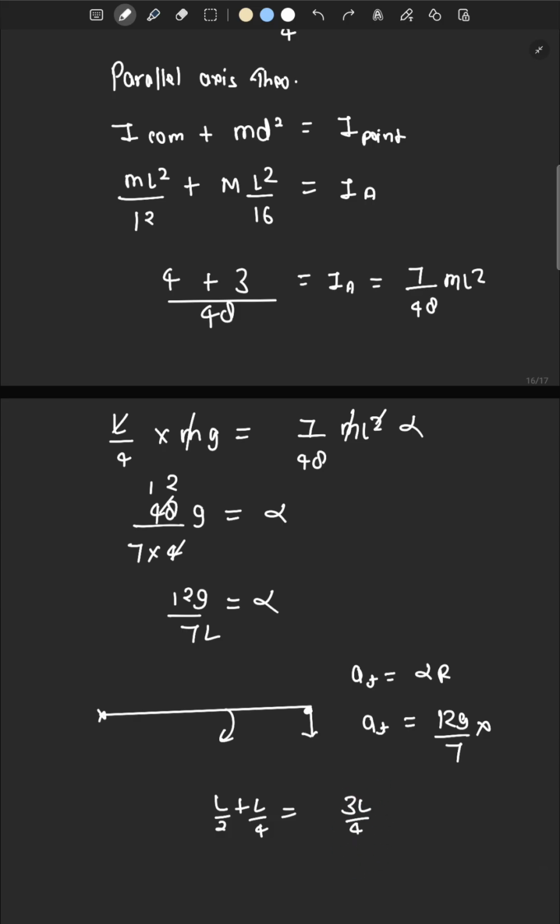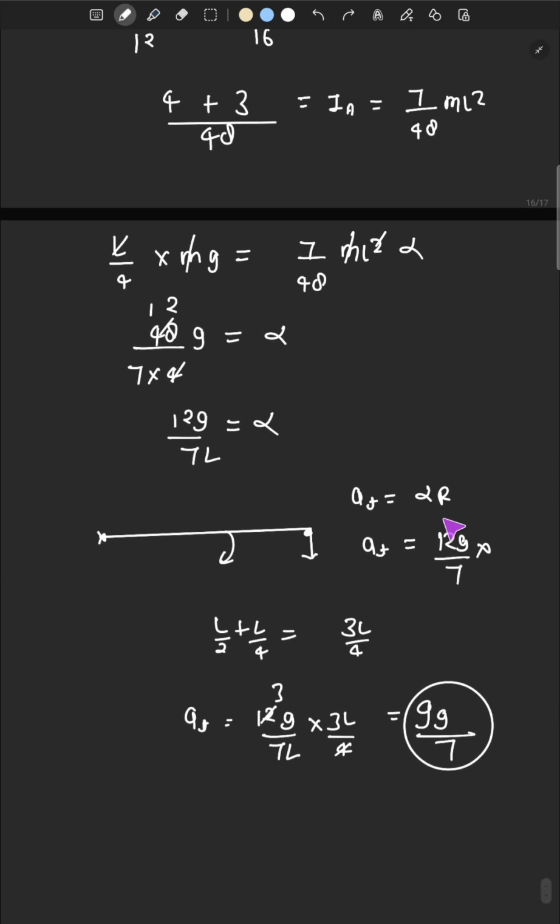Now we are going to put this in that relation. A_T is equal to alpha r. Put this value of r, and you get the acceleration 9g by 7.